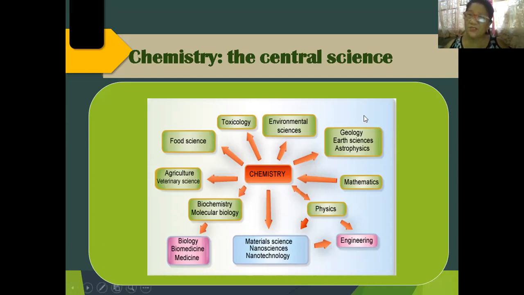In geology and earth science, how is chemistry being applied? They will know the presence of gold by using analysis. For instance, when they dig the soil, they will take one sack of that soil to the laboratory, and the laboratory will take a sample of that. They will know the content of gold or whatever metals you want to be analyzed. That is why chemistry is very relevant to different branches of the sciences.